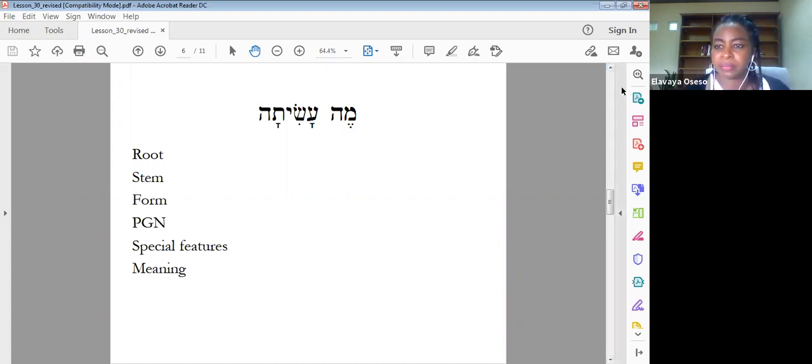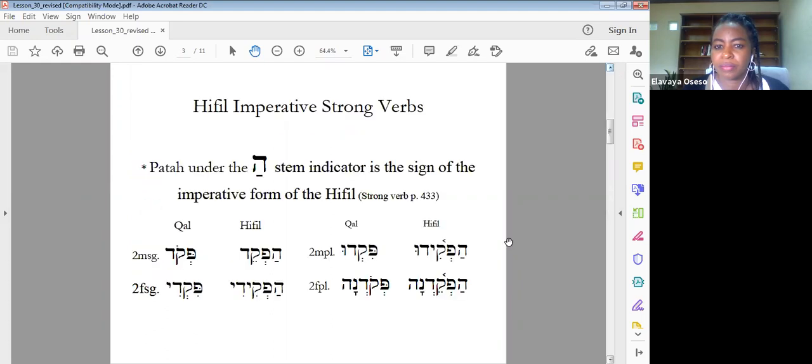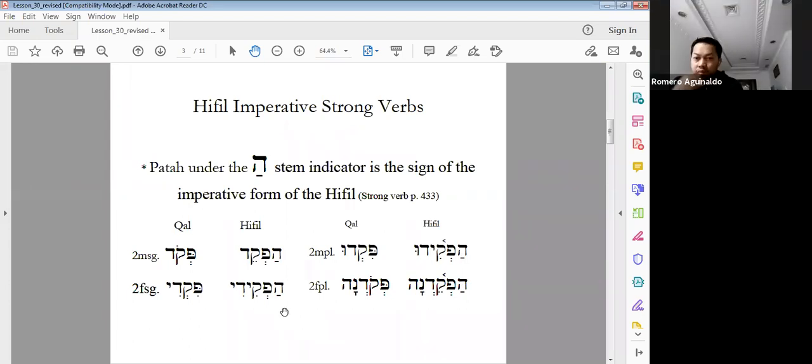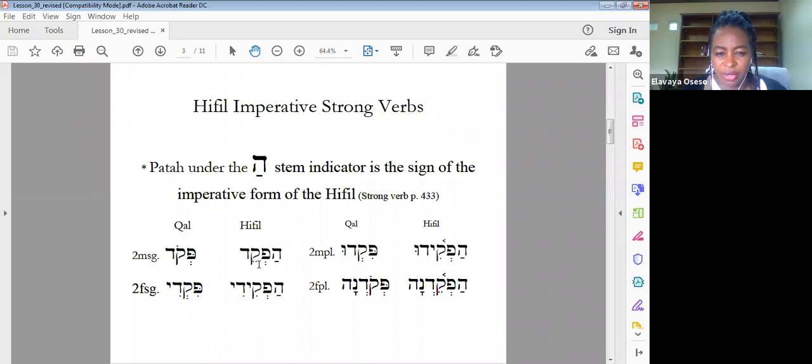Let me go back to the, you see we have pata under the he in all the four PGNs. But you need to note that here we have a different vowel pointing. We have the tsere under the second root letter. Here we have the hirek plane or hirek yod in the second feminine singular. And then in the second masculine plural, we have the hirek plane again. And then in the second feminine plural, we have the tsere. So that is what you need to take note of, because for all of them, we have shewa under the first root letter.